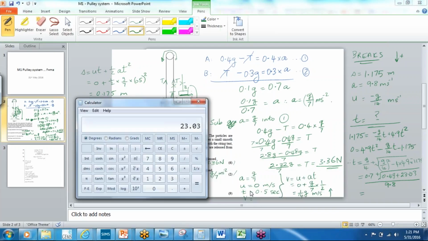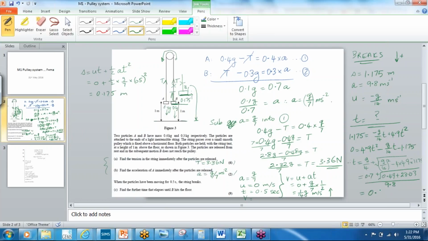23.03 plus 0.49 is 23.52. Get the square root of that. Add 0.7. Divide by 9.8. So 0.566 seconds. So we've got our time. It will elapse another 0.566 seconds.